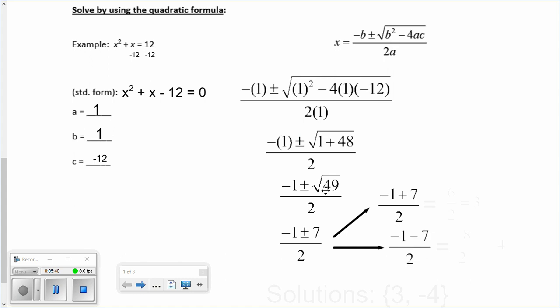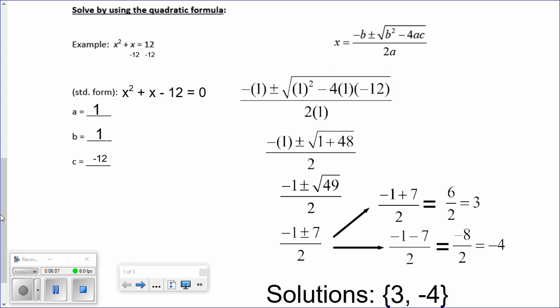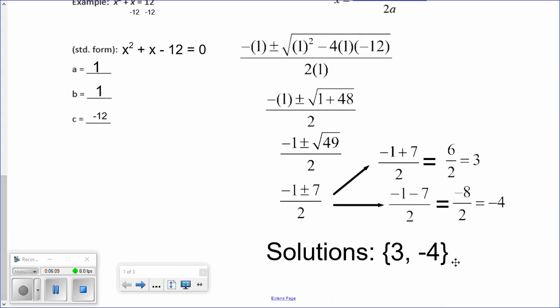So instead of doing all of this work twice, once for each sign, I'm just going to split it once I've simplified as far as I can. And then I can just do the little work. So now I've got to do -1 plus 7, and that actually equals 6 over 2, which simplifies to 3. So 3 is one of my solutions. Now I'm going to do -1 minus 7, which gives me -8 over 2, which simplifies to -4. So that means my solutions are 3 and -4.